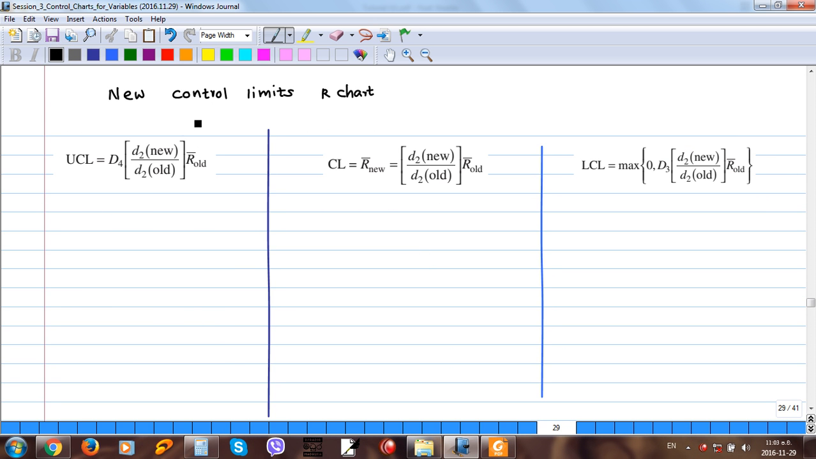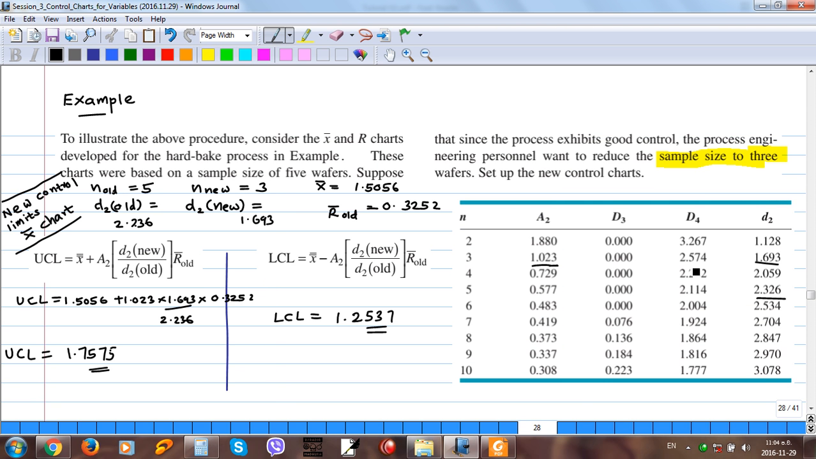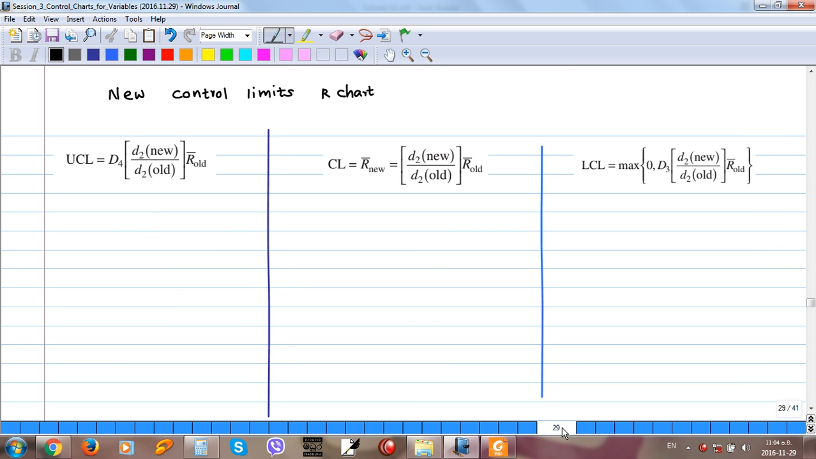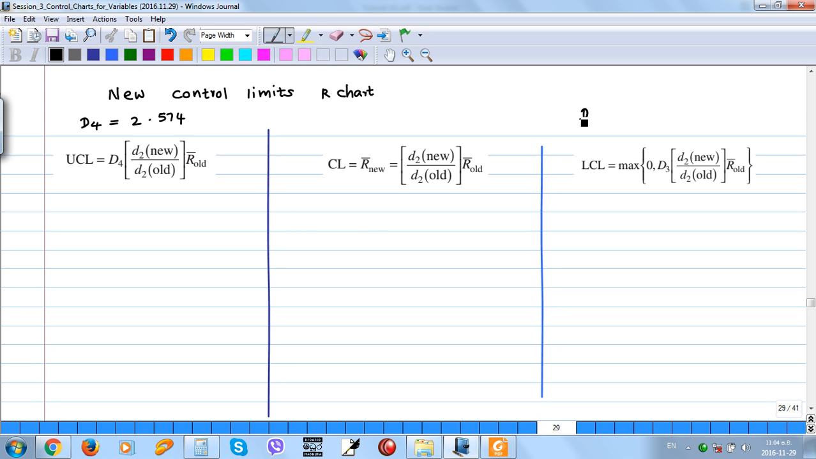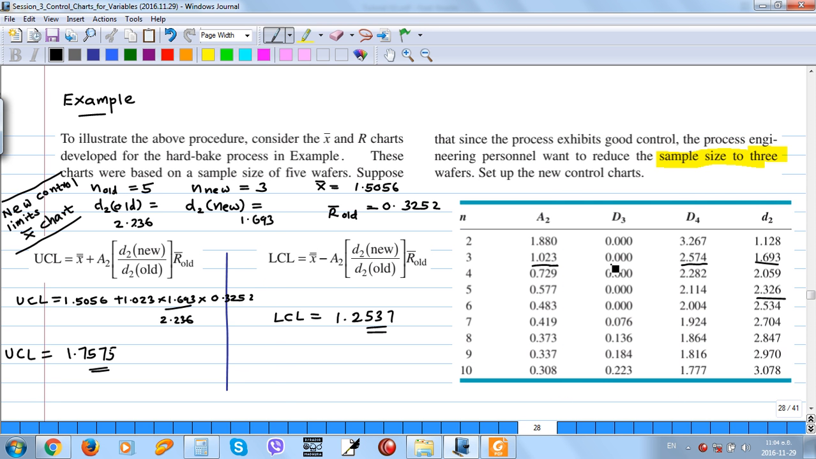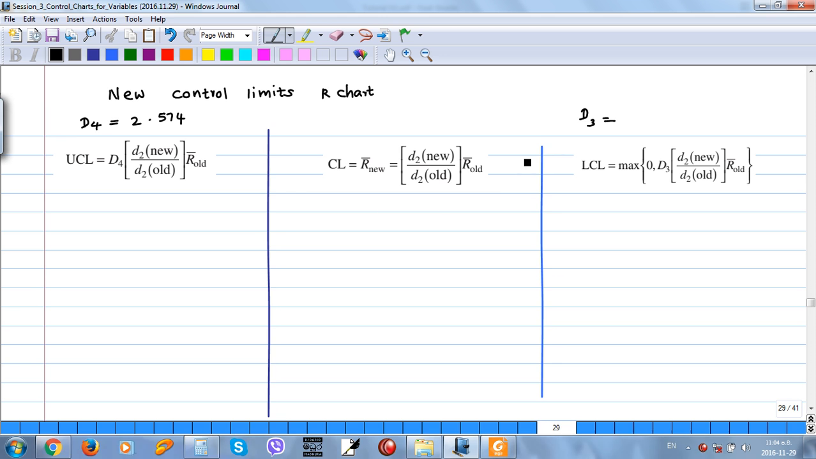This is the D2 new, R old. We found that D4 is needed, no? D4 is this one, 2.574. D4 equals 2.574, and we need D3 here, no? D3 is 0.